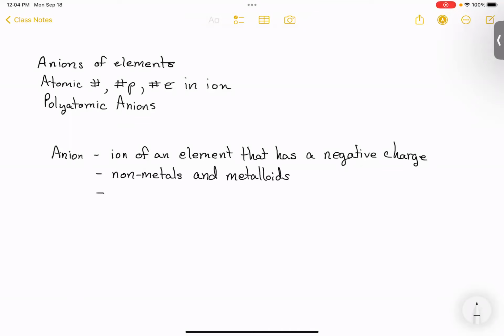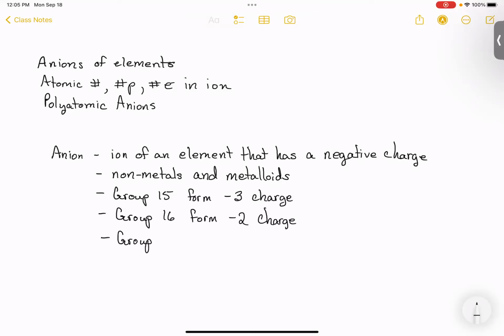Your elements in group 15 that are nonmetals and metalloids form a -3 charge. Your nonmetals and metalloids in group 16 form a -2 charge. And your nonmetals and metalloids in group 17 form a -1 charge.